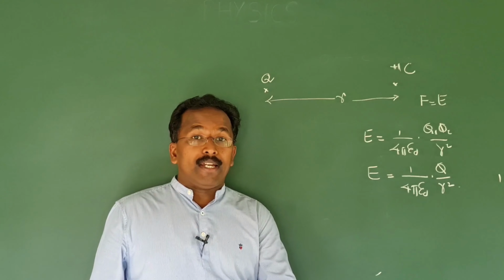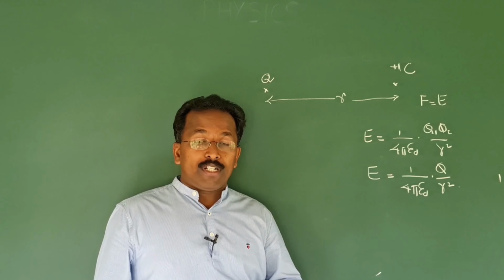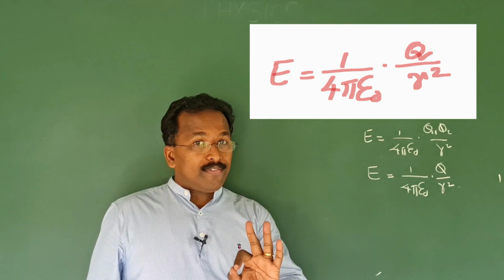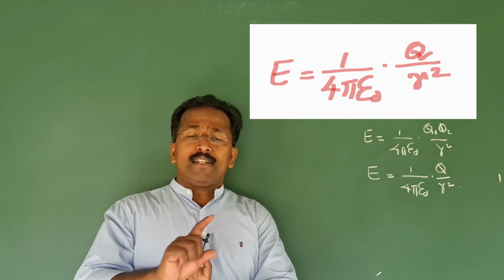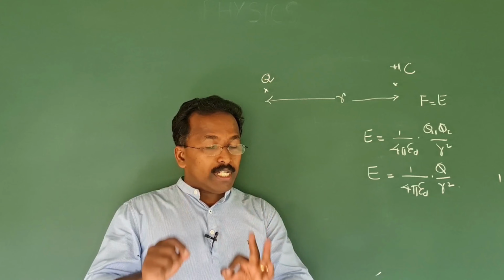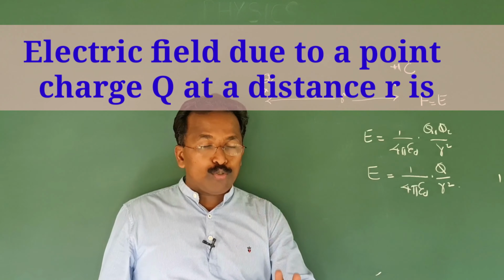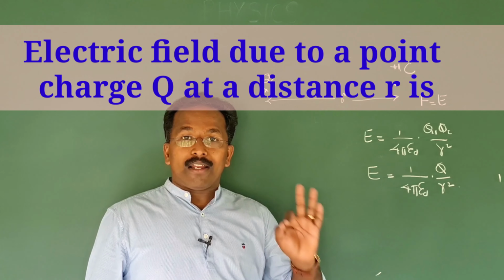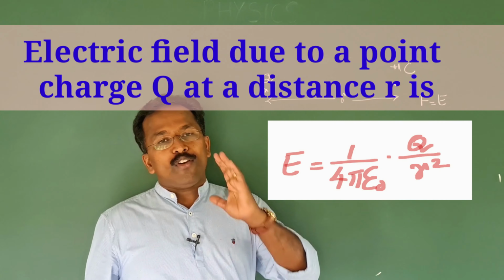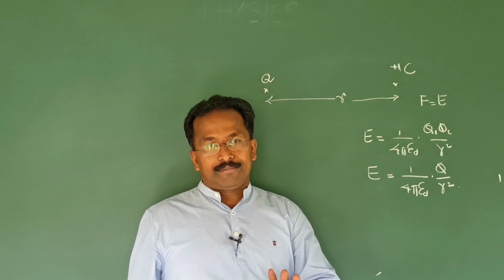This you have to learn by heart. This is a fundamental equation. We will be using this very often. So, you study that. Electric field intensity, E is equal to 1 by 4 pi epsilon 0 into Q by R square. The equation is electric field due to a point charge Q at a distance R is E is equal to 1 by 4 pi epsilon 0 into Q divided by R square.